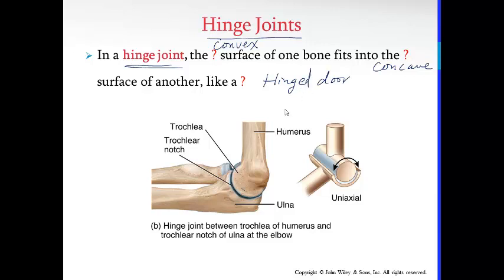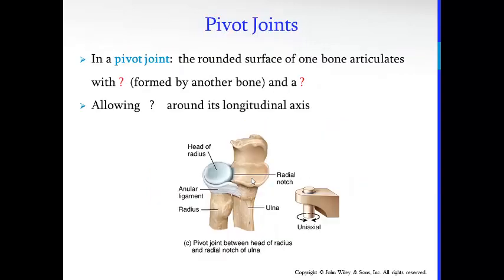Hinge, like a door. Okay, so we can see that, for instance, in our elbow joints. Now here is a pivot joint, and in a pivot joint we have, for instance, the surface of one bone that articulates with the other side. So in a pivot joint, we actually have a bone that articulates with a ring structure, as well as the presence of a ligament.